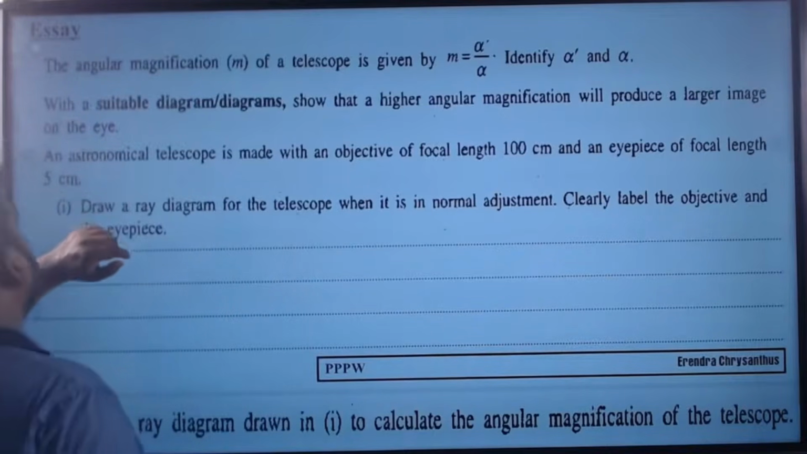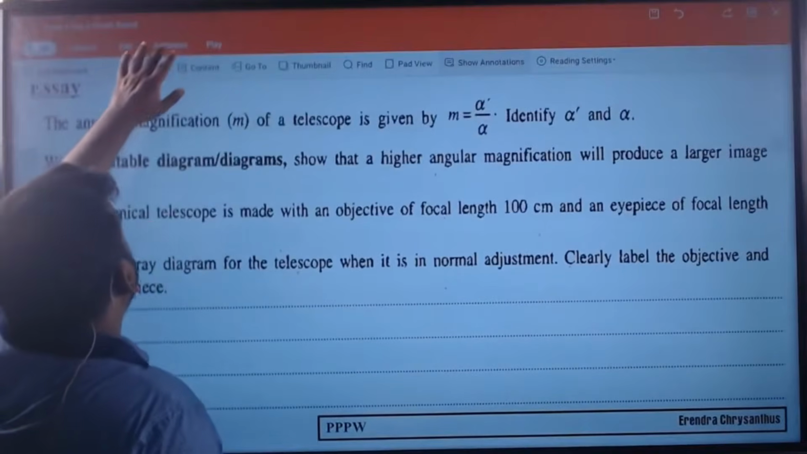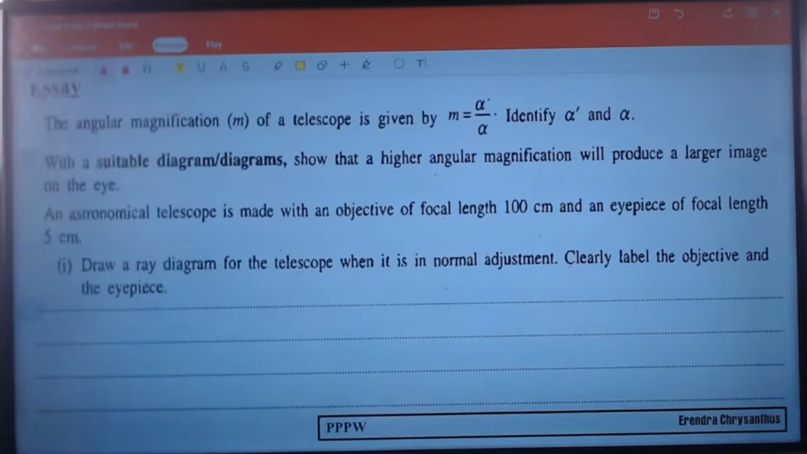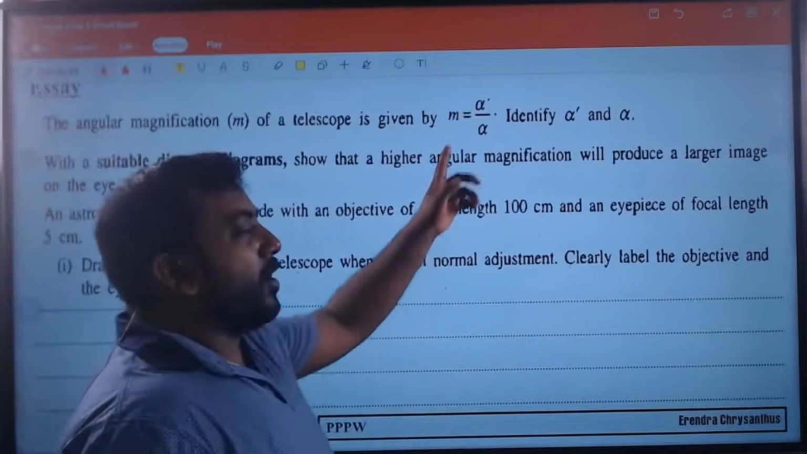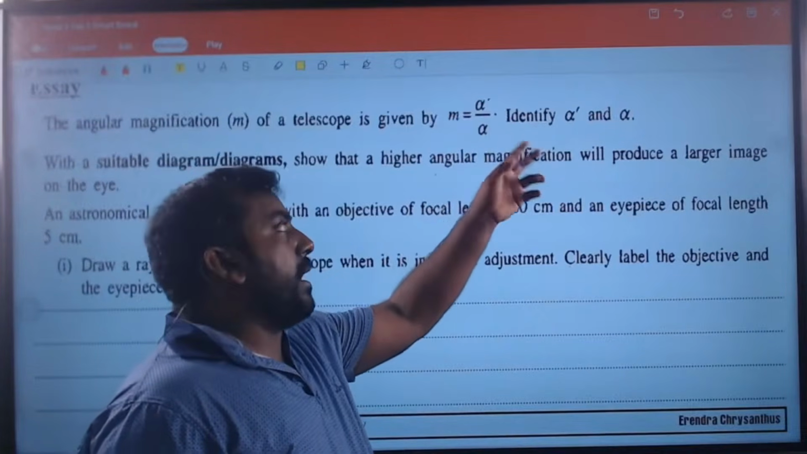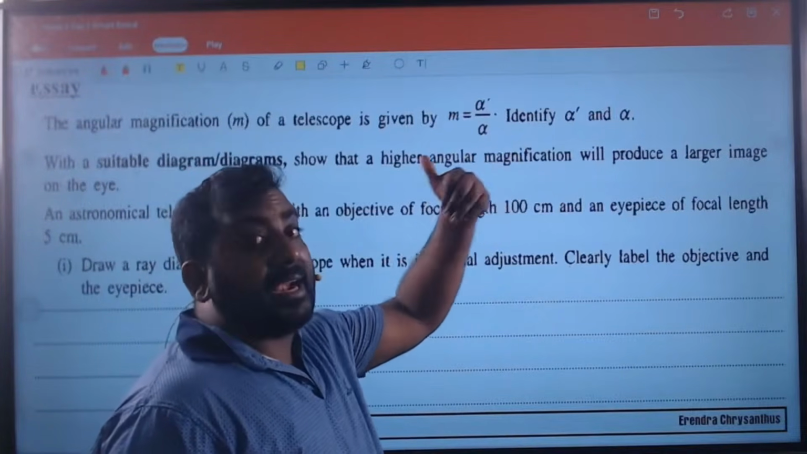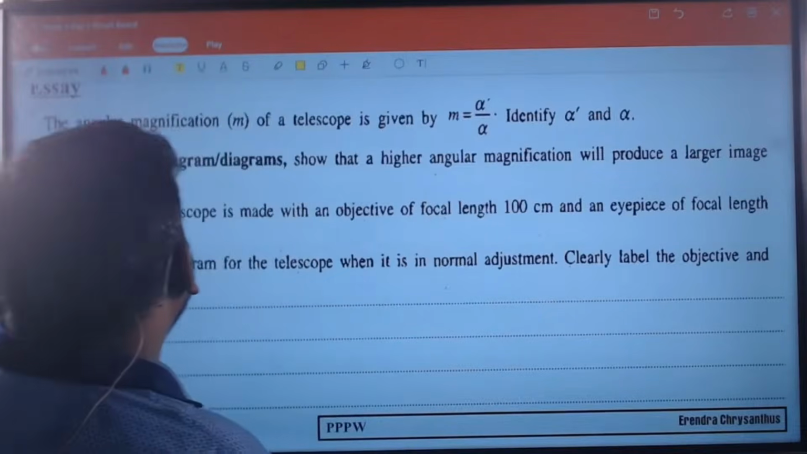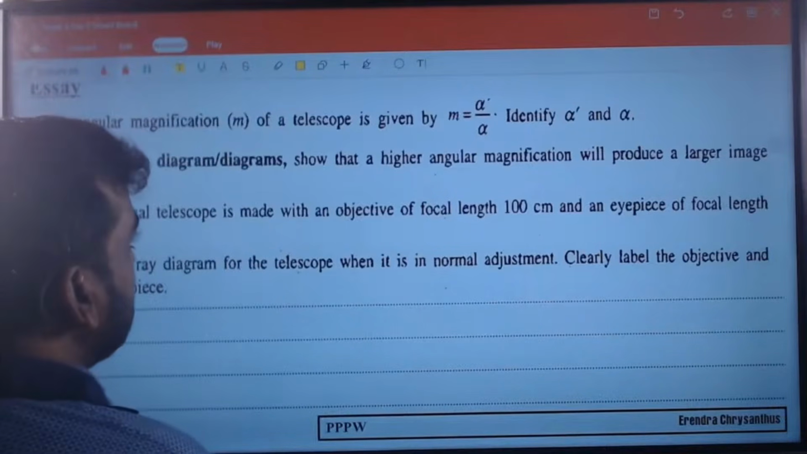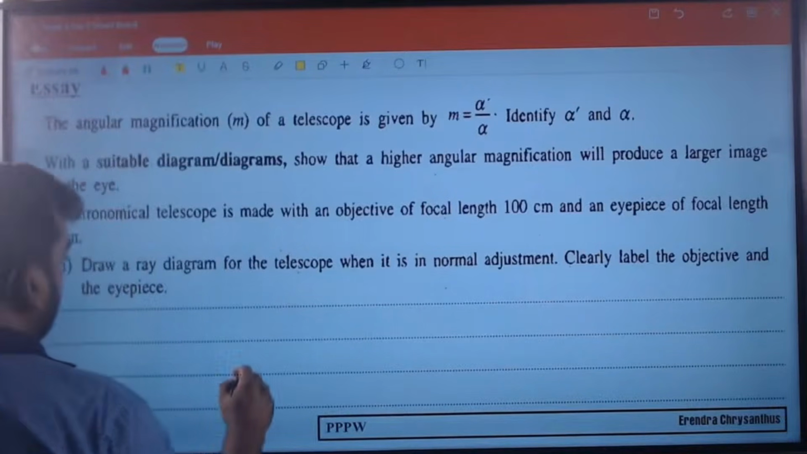Essay question. Optics. Angular magnification of a telescope is given by alpha dash over alpha. So all of you know: angle subtended on the eye by the image divided by angle subtended on the unaided eye by the object. With a suitable diagram show that the highest angular magnification will produce larger images on the eye.